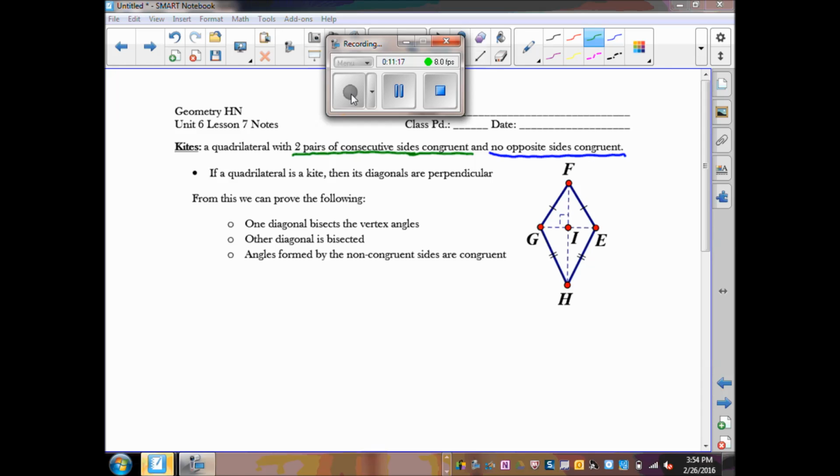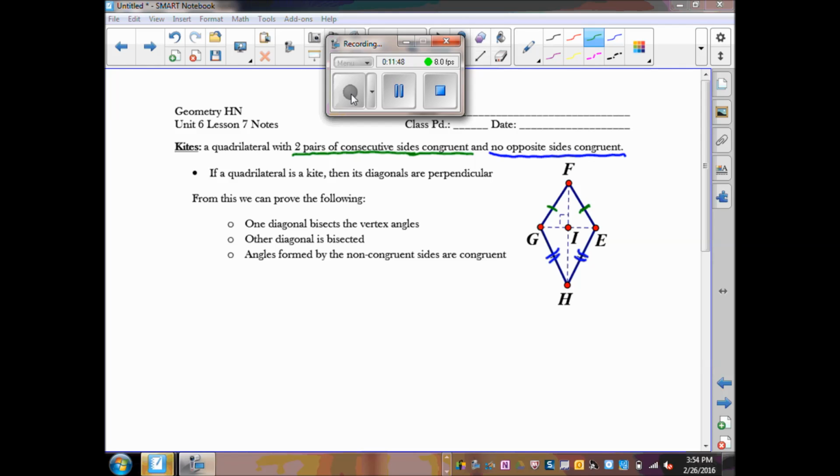We focus more on the fact that there are 2 pairs of consecutive sides congruent. So we see here in our picture FG is congruent to FE, and our other side GH is congruent to HE. We'll see that opposite sides are not congruent, but we do have 2 sets of consecutive sides congruent.